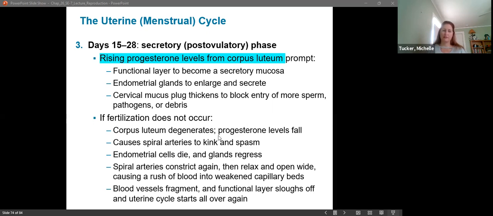So the progesterone levels fall, spiral arteries kink, spasm, endometrial cells die. They constrict again, weakening those beds and allowing blood flow to occur. The blood vessels are going to fragment, the functional layer sloughs off, and the cycle begins all over again.